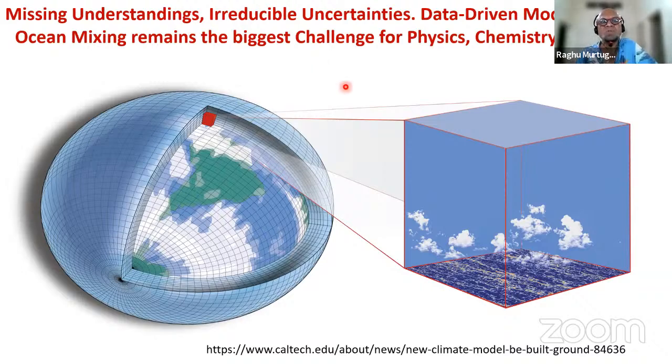So irreducible uncertainties are great. But nowadays, we have so-called data-driven models. So for example, Tapio Schneider of Caltech has been funded by Schmidt Futures, of the Google founder, where he's using data and AI to try to solve cloud problems, which have become quite a handicap for climate models.